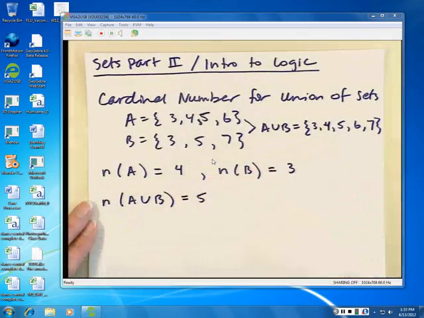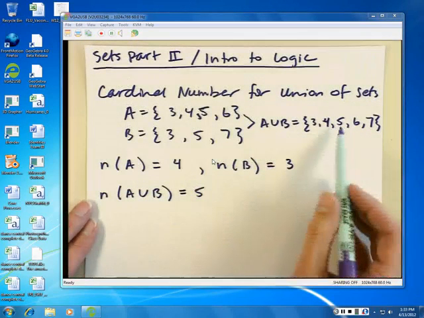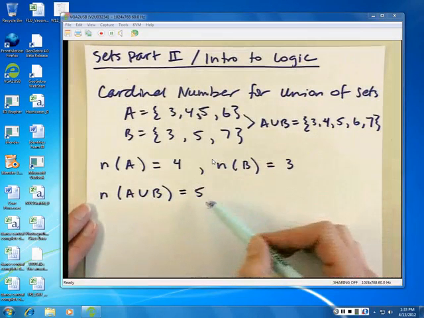If my sets were bigger, though, I wouldn't want to have to actually compute what's in the union, because I don't care what's in it. For this question, I just care about how many there are. And we're going to see this applied to the surveys when we do those in just a minute.